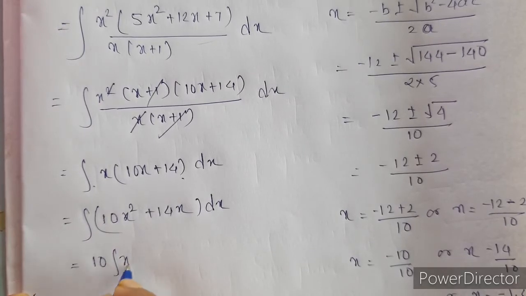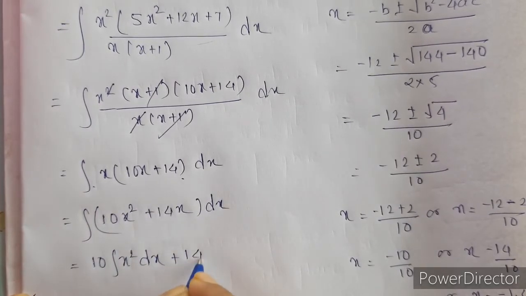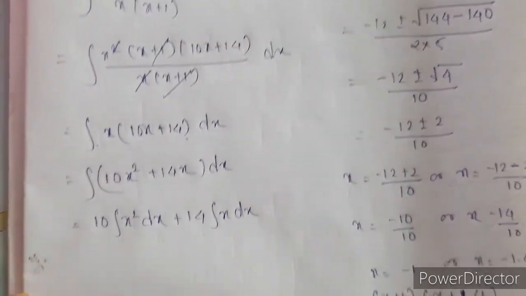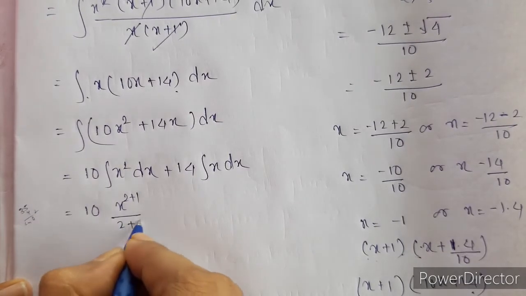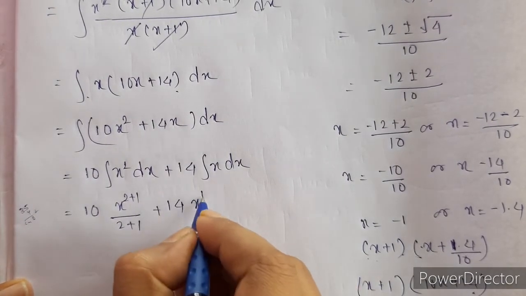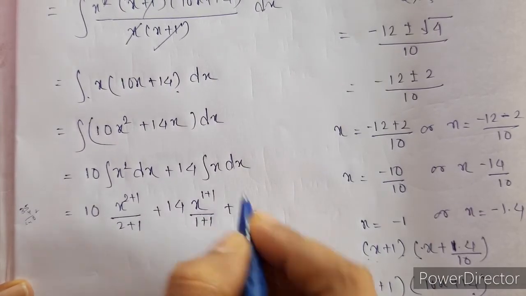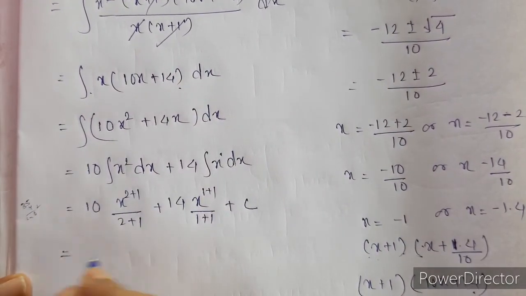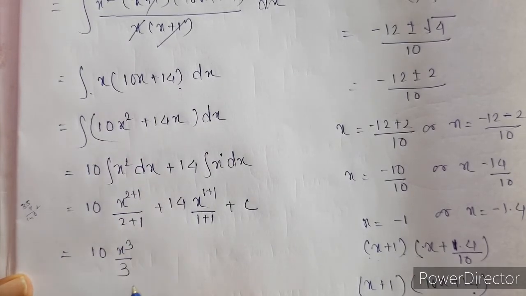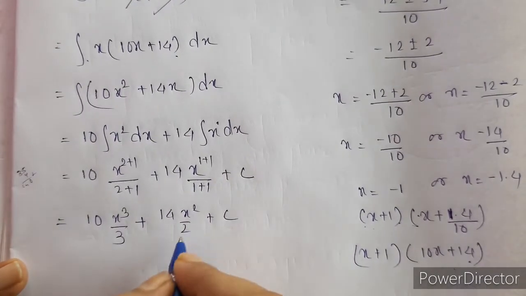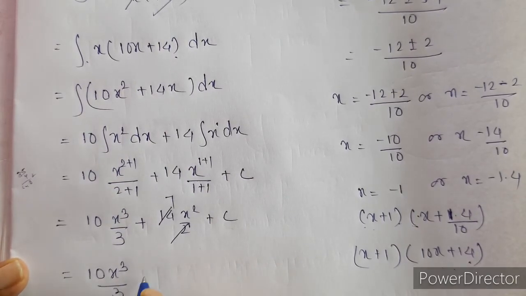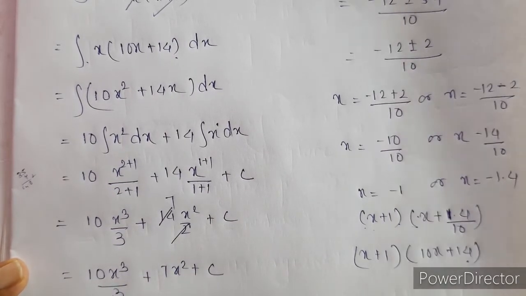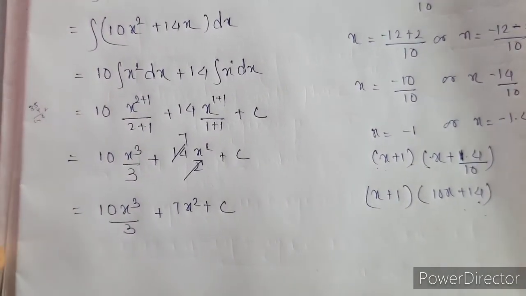Now 10 is a constant, integral of x square with respect to x. 14 is a constant, integral of x with respect to x. Again same formula, integral of x square is x raised to 2 plus 1 by 2 plus 1, plus 14 as it is, integral of x is x raised to 1 plus 1 by 1 plus 1, plus constant, as the power of x is 1. So this is 10 x cube by 3 plus 14 x square by 2 plus c. We can keep as it is, or we can simplify this. So it can be written as 10 x cube by 3 plus 7 x square plus c. So this is the required integral.